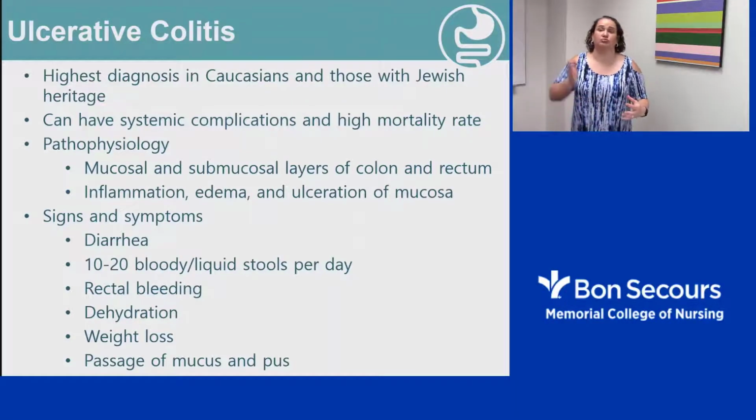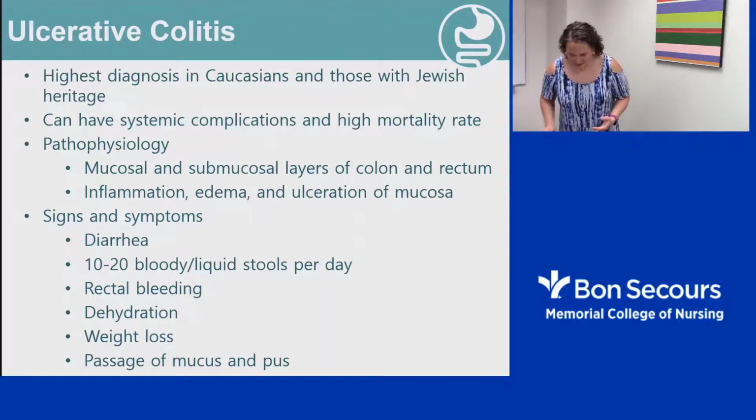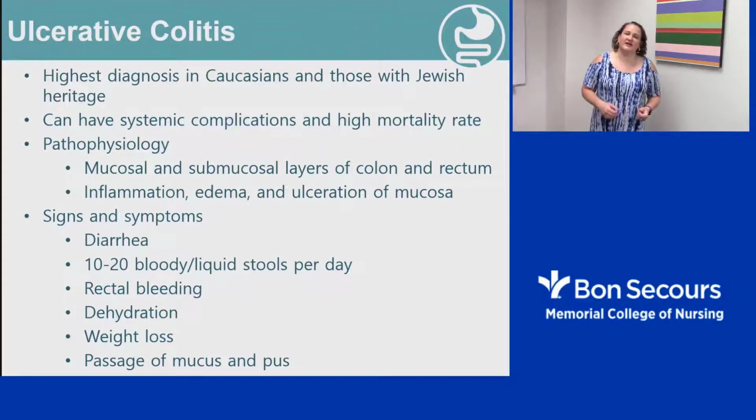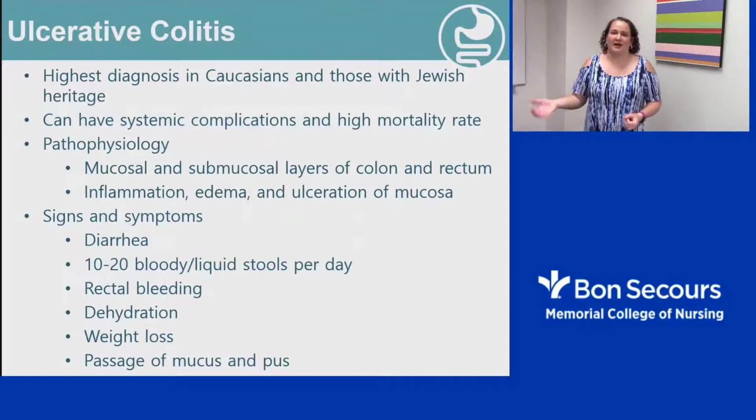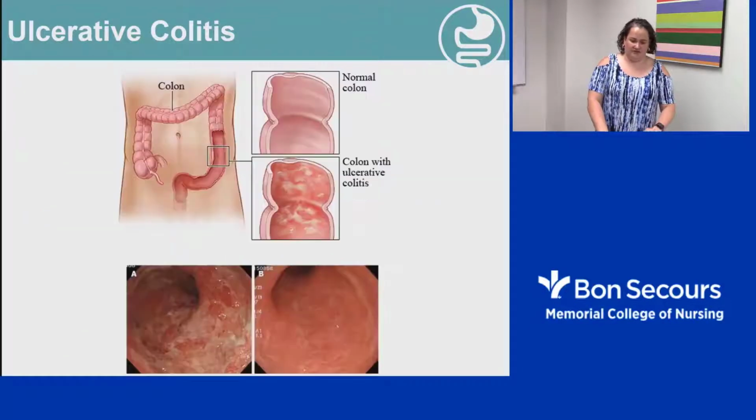Rectal bleeding, bright red blood associated with this. They can have weight loss, passage of mucus and pus as well. Crampy bowel pain, like they need to have a bowel movement. Electrolyte imbalances can occur as well with this, and they can have anemia. So they can have decreased hemoglobin and hematocrit related to significant blood loss.